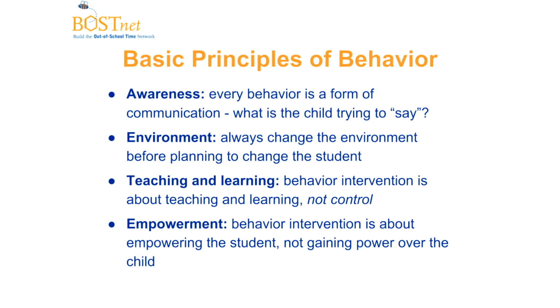So as we think about these 4 principles of behavior, awareness, environment, teaching and learning, and empowerment, it's really looking at behavior as what is the child really trying to say, and how can I direct them to a more appropriate action? Is it something that I can do? Can I change the environment? Is it something that I need to change? And if it's something that the child needs to change, how can I support them in making that change? Not just by telling them what they have to do, but by redirecting and empowering them to make that right choice every time.